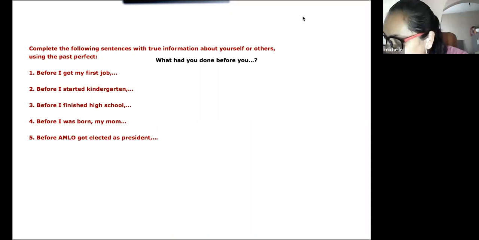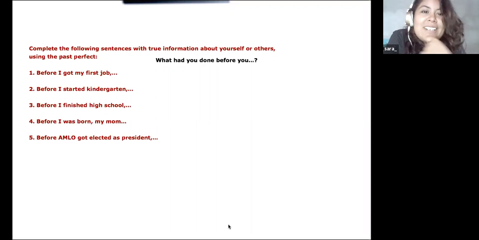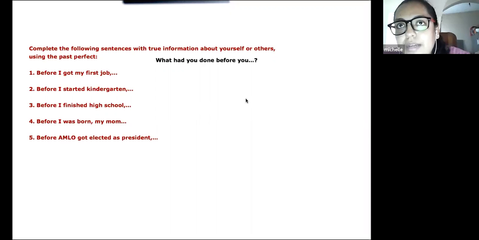Before I start to kindergarten, I had lived with my parents' house. There in Veracruz or in Puebla? Actually, I'm from a small town. It's called Huatusco, but I'm living here in Cordoba. It's a different city.